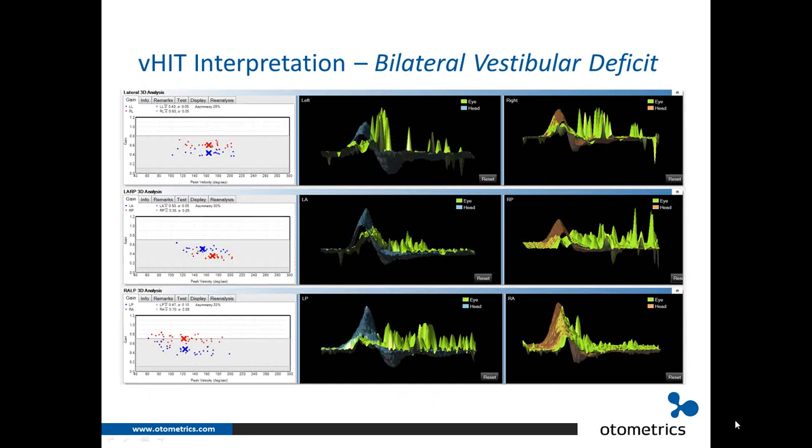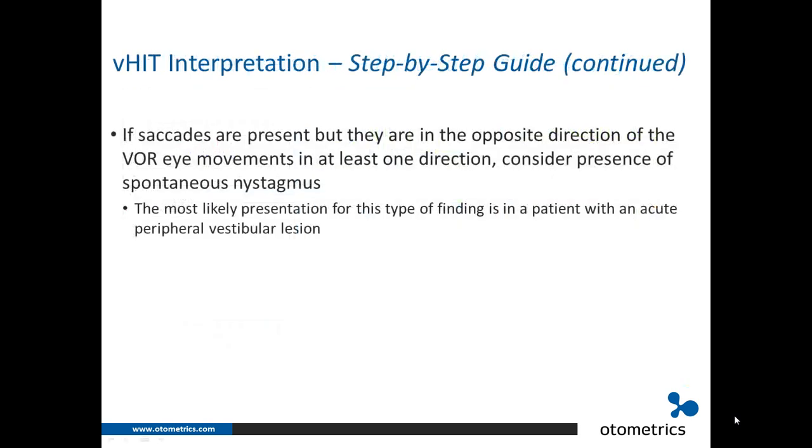The 3D representation of the results shows that the VOR eye velocities are clipped or saturated for all 6 directions of head impulses. This bilateral deficit pattern is quite consistent with the patient's history, which includes exposure to systemic ototoxic medications.